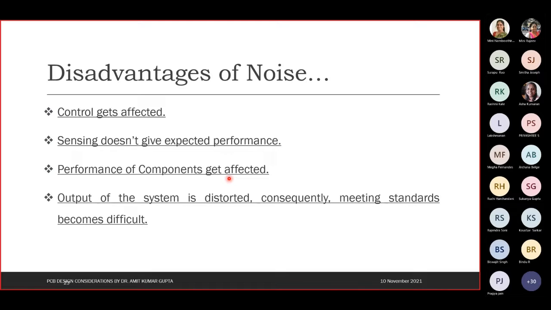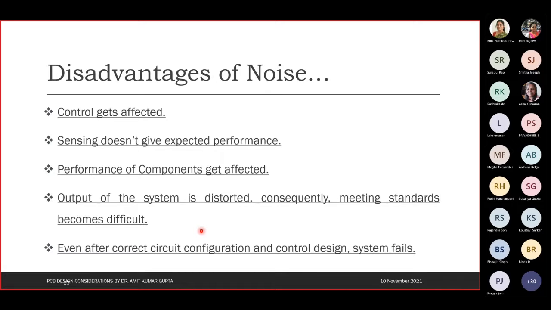And this is not only disturbing the circuit. Suppose somehow somebody has made it work, still sometimes meeting standards becomes difficult. There are several electronic standards, and one product has to pass those standards. Some of them are EMI EMC related, some are not really EMI EMC related, but the product should pass. So the system is working, but it is not meeting the standard. People have to work on them, reiterate the system, and redesign the system. Even after correct circuit configuration and control design, the system fails.